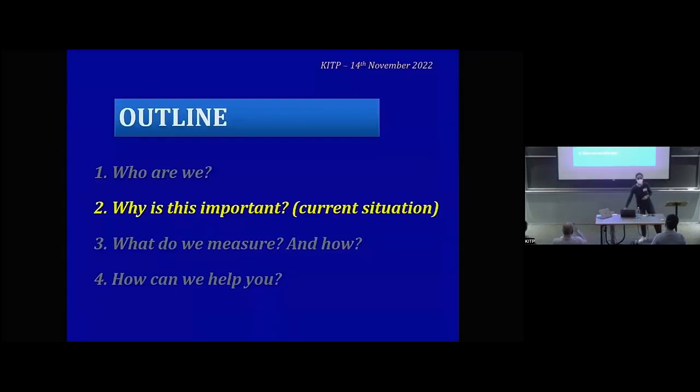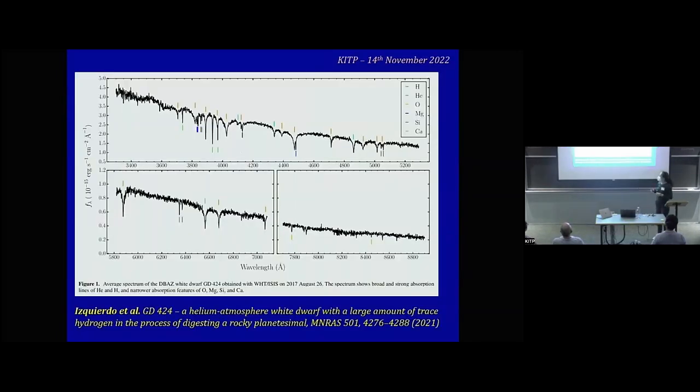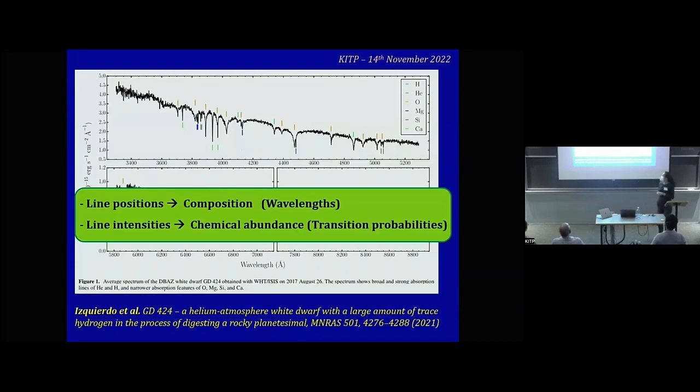So why is this important? Why does it make sense that I'm here speaking to you today? An example is from Paula's talk this morning; this is from her paper. If you do spectroscopy of a white dwarf atmosphere, this is what you get. And what do you do with this? You want to identify elements and you want to know how much of those elements you have. To do this, you need wavelengths, line positions, and a parameter that tells you something about the intensity of the line. This parameter is the transition probability.